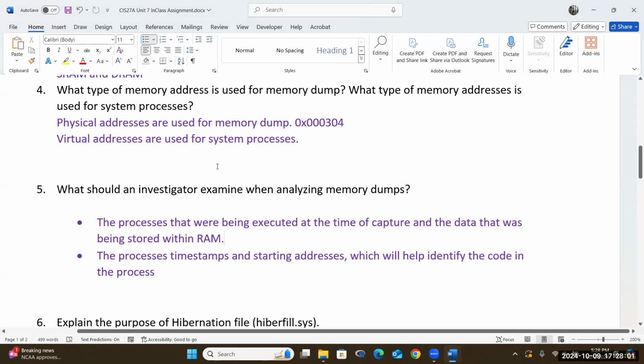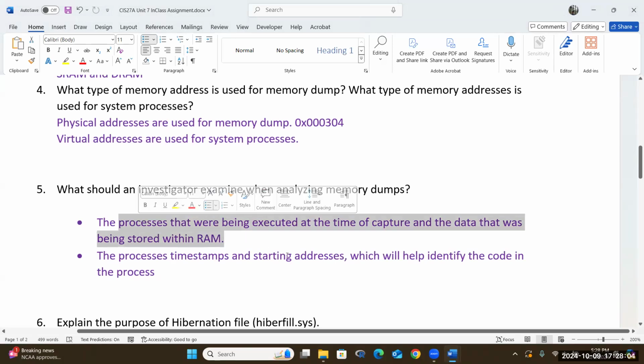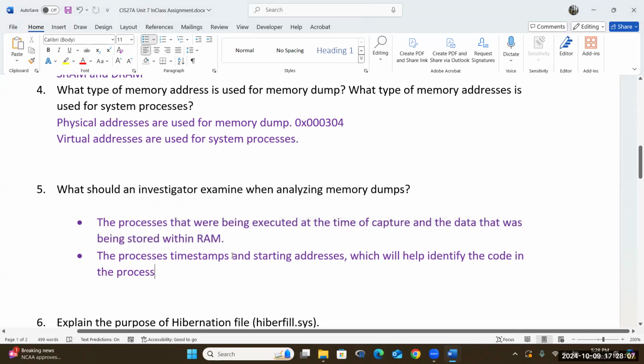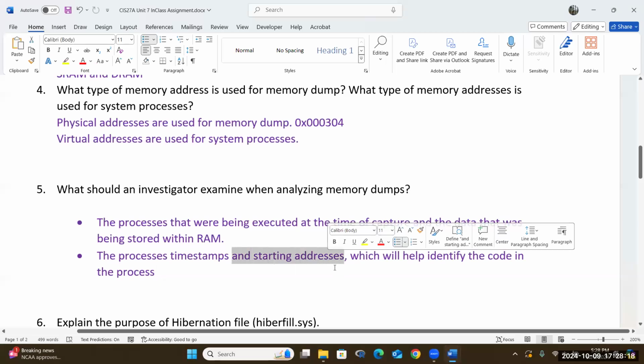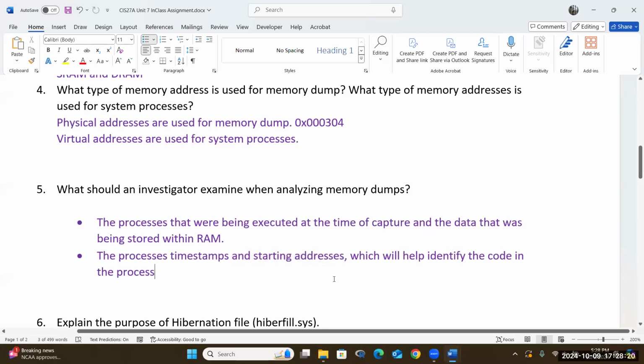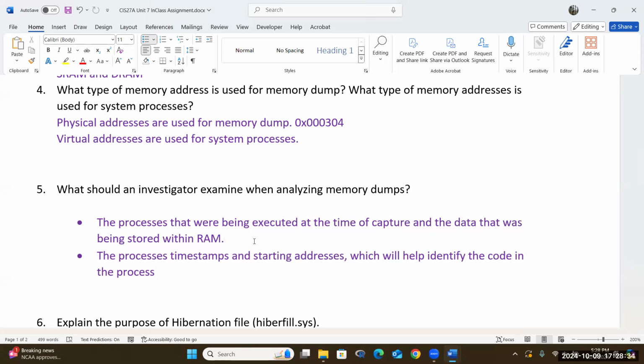Okay. So when you look at a memory dump, we need to examine the current processes, looking at the timestamp of when that was being executed, and then the starting addresses. Because it's going to tell us where physically that process information is stored. So if you understand processes, your computer needs to fetch it. When I'm running an executable or an application, many processes get loaded to the list, right?